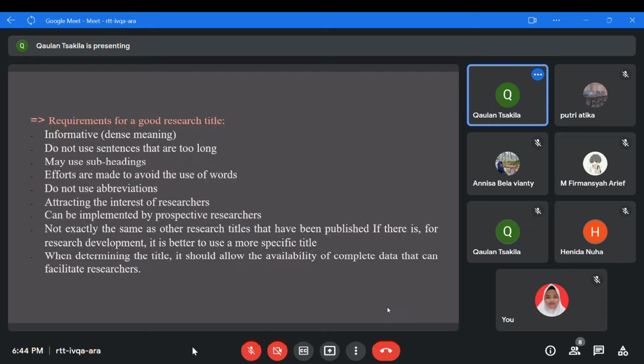Requirements for a good research title are: informative, do not use sentences that are too long, may use subheadings, efforts are made to avoid the use of words, do not use abbreviations, attracting the interest of researchers, can be implemented by prospective researchers, not exactly the same as another research title that has been published, if there is. For research development, it is better to use a more specific title, and when determining the title, it should allow the availability of complete data that can facilitate researchers.